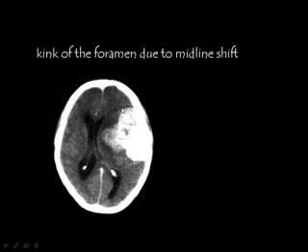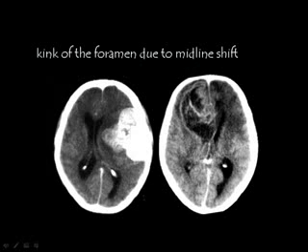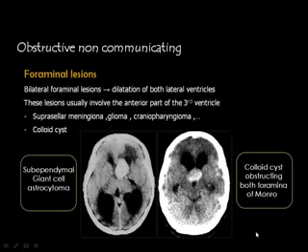Then if there is a tumor on the left side compressing the left lateral ventricle with contralateral shift of the midline structure, you expect that the right lateral ventricle is dilated. Why? Because of the kink of the foramen of Monro of the right lateral ventricle. Then it will impede the CSF drainage from the ventricle, then the ventricle will be dilated. And this is another example of a glioma in the frontal lobe, compressing the right lateral ventricle with shift of the midline structure to the left, and the left lateral ventricle is appreciably dilated due to kink of the foramen of Monro.